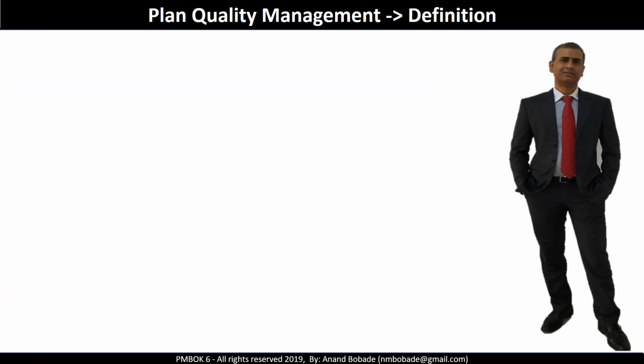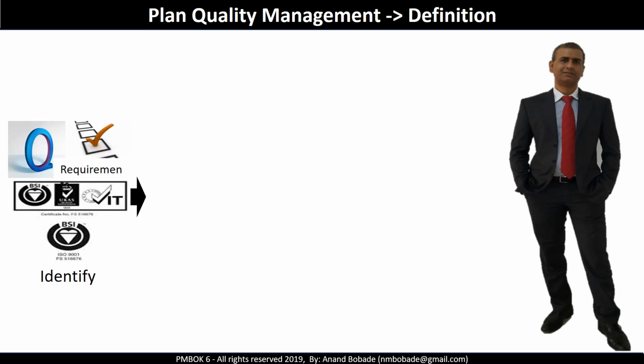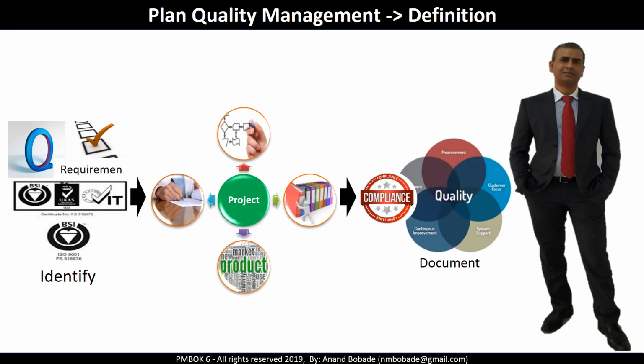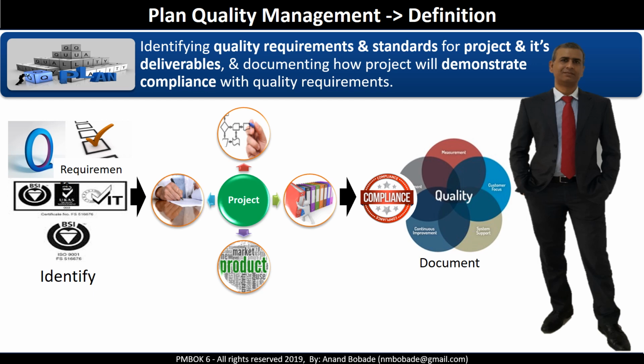Let's look at the plan quality management definition. It is a process of identifying quality requirements and standards for the project and its deliverables and documenting how the project will demonstrate compliance with the quality requirements. This is where the quality approach is agreed.